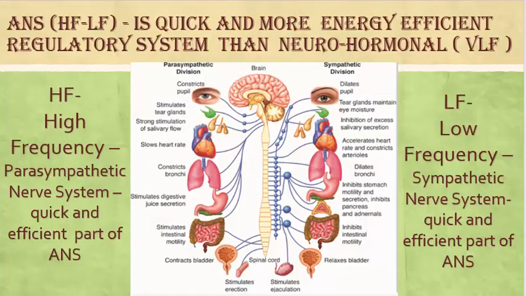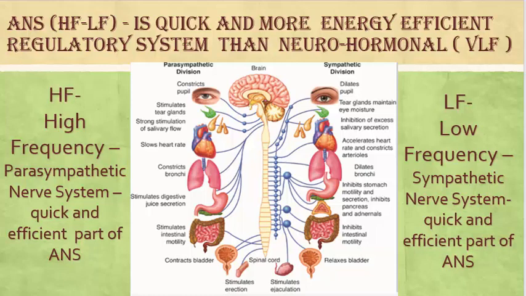So let's see what the B parameter is. The B parameter represents the autonomic nervous system. The autonomic nervous system has two branches: the parasympathetic nervous system and the sympathetic nervous system. High frequency represents the parasympathetic nervous system, which is the quick and efficient part of the autonomic nervous system. And the low frequency represents the more sympathetic part of the autonomic nervous system. The autonomic nervous system is a more energy-efficient regulatory system than the neurohormonals.